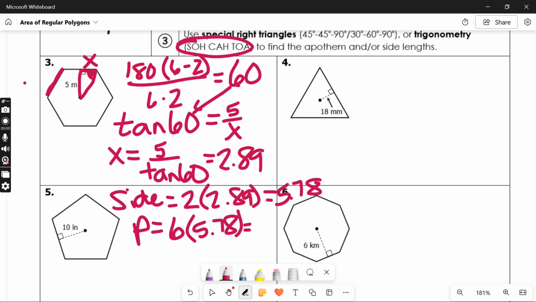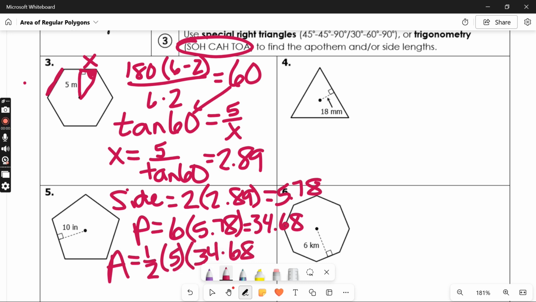Okay, so when I multiply those, I get 34.68. So now I can find my area. My area is 1/2 my apothem, which is 5, times 34.68. Okay, and when I type that into my calculator, I get 86.7.